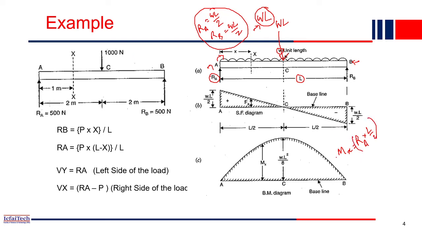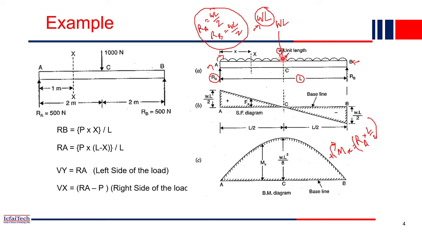So let's consider clockwise moment as positive. That is our sign convention. Now another moment is acting, which is nothing but this UDL. The UDL is also acting in this zone, so what will that value be? We are finding the moment at C, at this point.